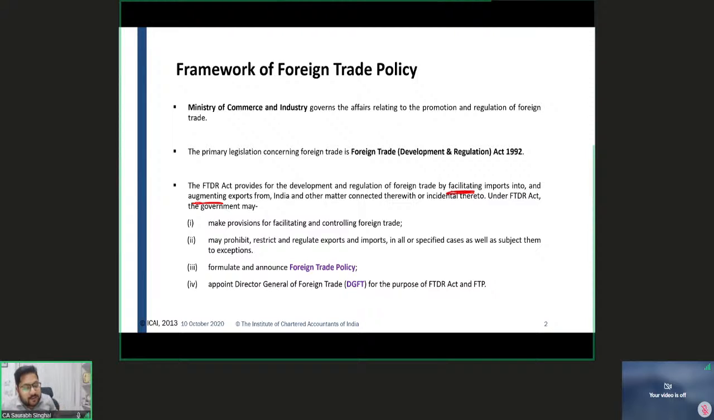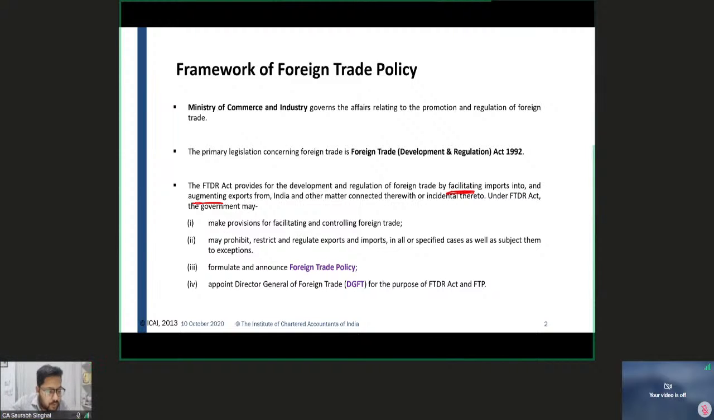Now, basically, under the FTDR Act, the legislature makes provisions for facilitating and controlling foreign trade. It may also make provisions for prohibition, restriction, regulation of exports and imports. Foreign Trade Development Regulation Act also contains provisions which empower the central government to come out with a policy, which is called the foreign trade policy. So the policy is under this act. Under the act, the central government is empowered to issue a foreign trade policy.